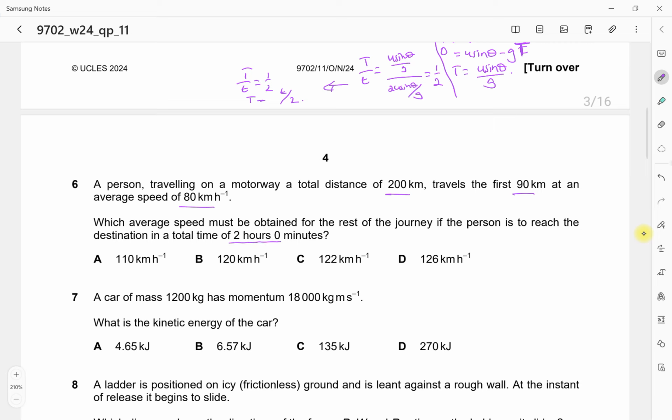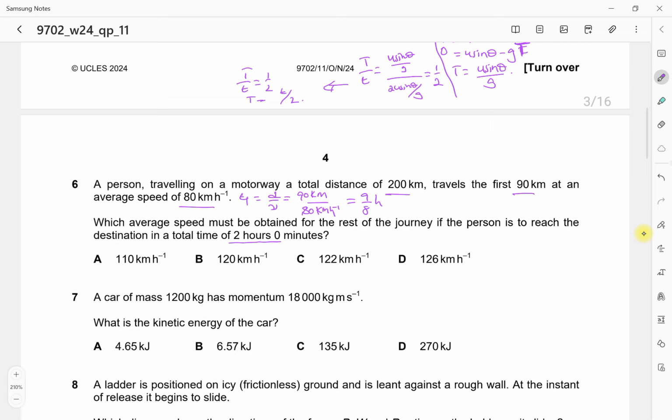So I'll first find the time taken for the first journey. I'll call it T1. T1 is, of course, time is the distance divided by the speed. So the distance for the first journey, 90 kilometers, divided by the speed, which is 80 kilometers per hour. So the time here is going to be 9/8 hours.